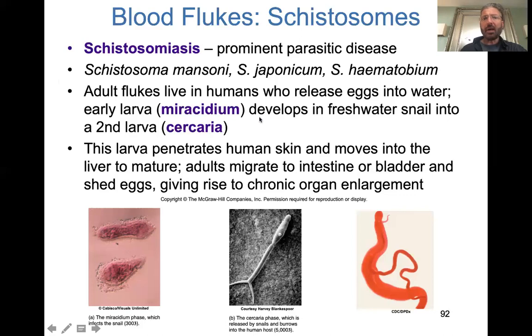The early larvae develop in the freshwater snail into the second larvae. And this is where we literally pick them up with our feet. The larvae penetrate human skin and move into the liver to mature. Adults migrate to the intestines or bladder. They shed their eggs, giving rise to chronic organ enlargement.